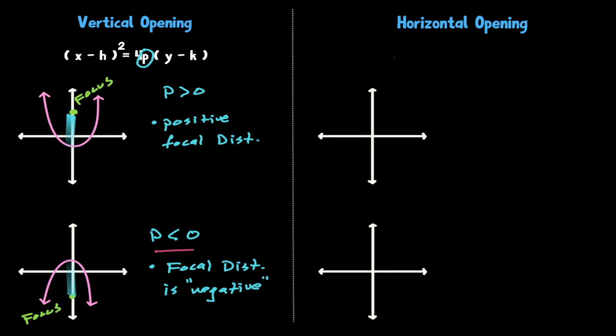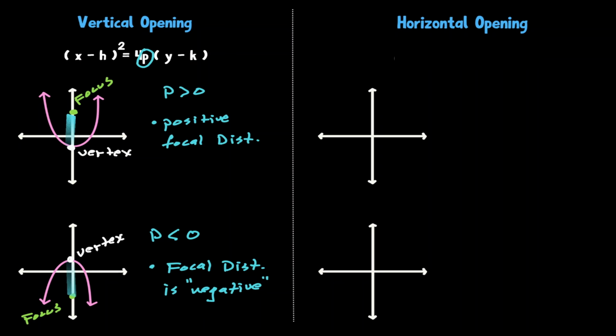But I do want to make a point here. It doesn't make a lot of sense to say that we have a negative distance. The length of a distance is always positive. But we are just going to use the symbol of negative to indicate direction. Positive, we're going up. Negative, we're going down. But the length of the distance from the focus to the vertex is always positive. We just use the symbol of negative to indicate direction.